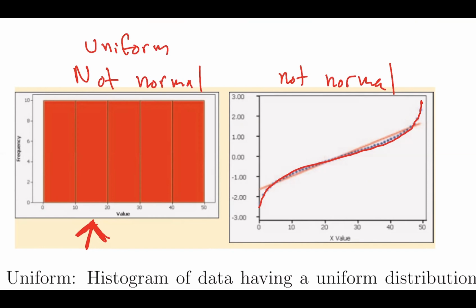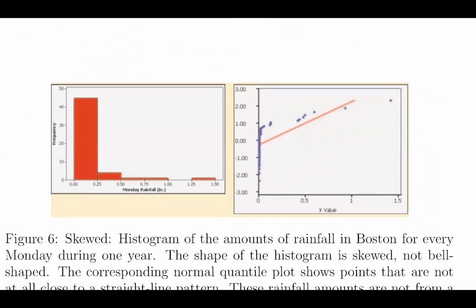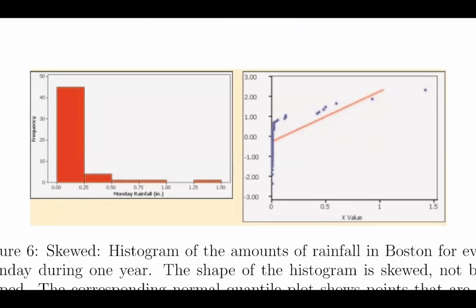All right, the last one we're going to do is a skewed data set, like the problem we just did. If you look at this one, it is skew right. So we know this distribution is not normal. And if you go ahead and look at the normality plot, you should also be able to get that it's not normal.